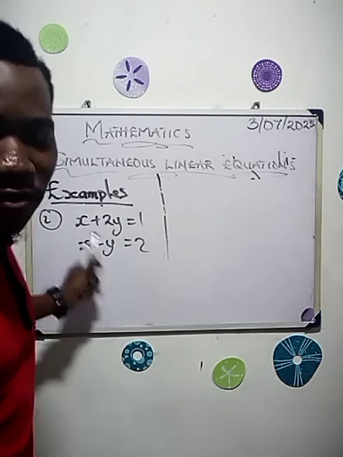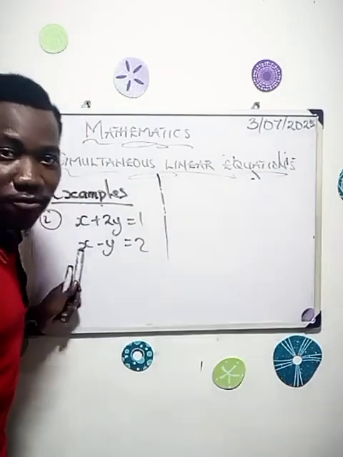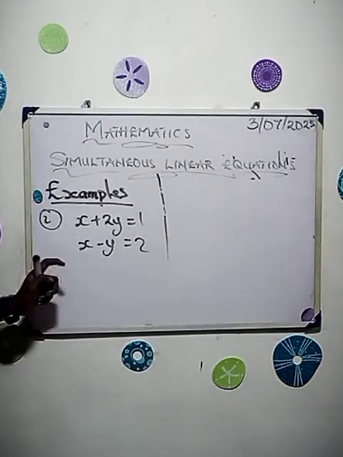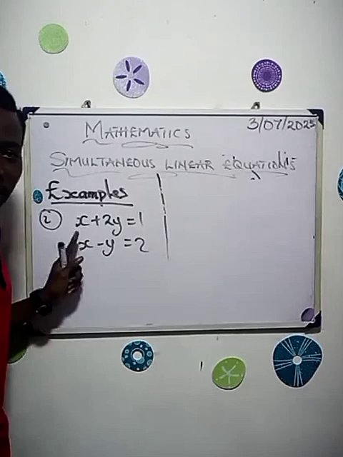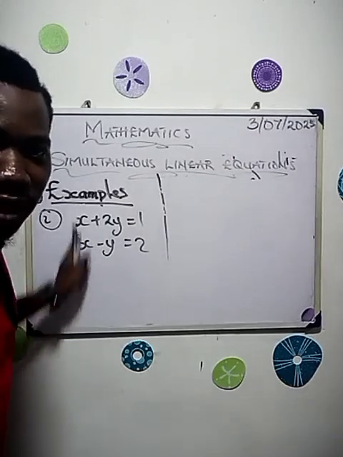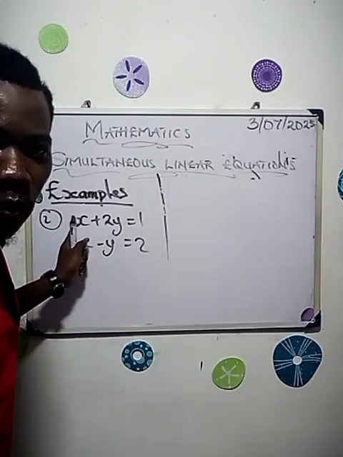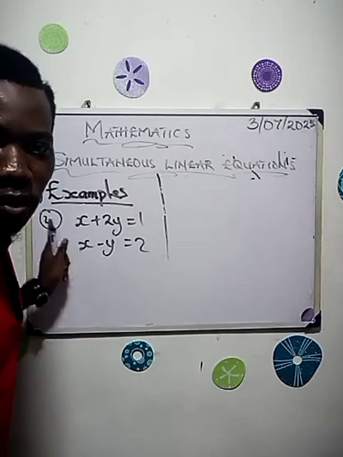Okay, so we're going to solve X first. We're going to eliminate X first, alright? What's the next thing we're going to do? Check their coefficient. Are they the same? See, 1 here and 1 here. So, good. What's the next thing?